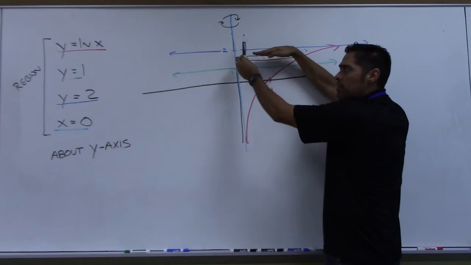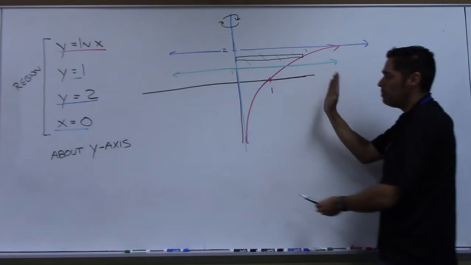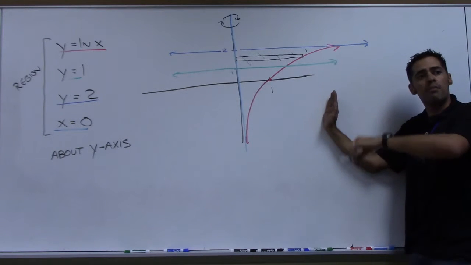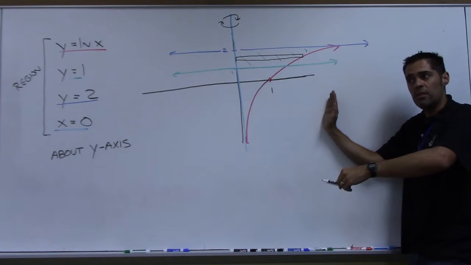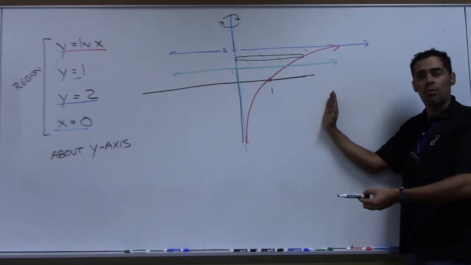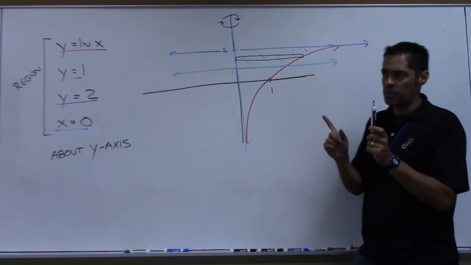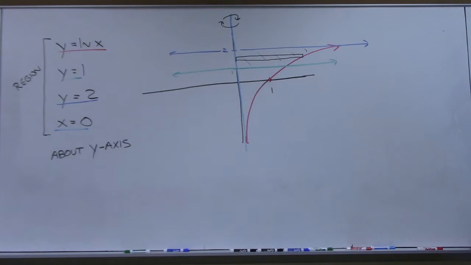This is perpendicular to my axis of rotation. In the last problem, my rectangle was perpendicular to the axis of rotation. There is another method called the method of shells where it's the opposite: your rectangle will always be parallel to your axis of rotation. That's what distinguishes the two methods, one we haven't seen.